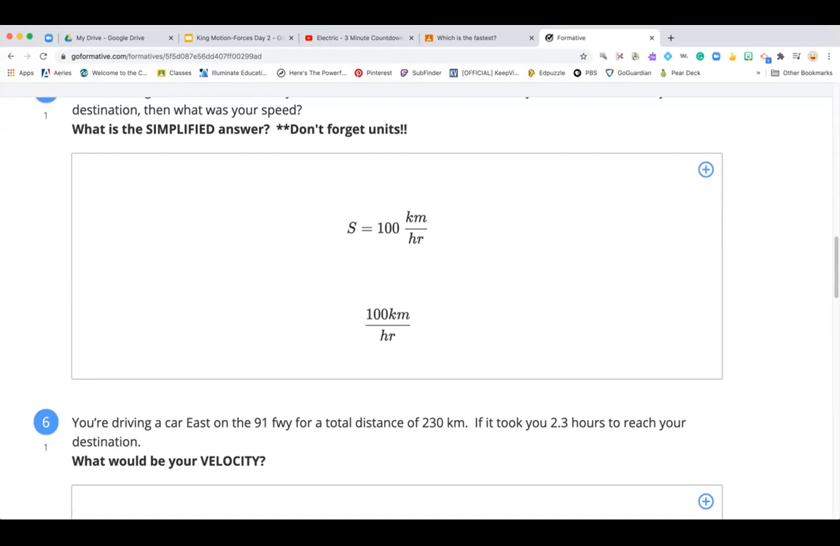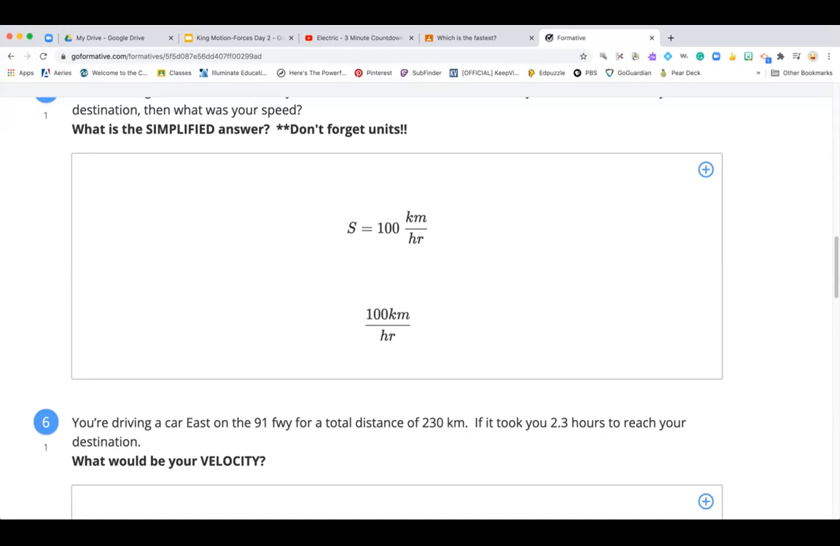Great job, you guys. All right, now I'm looking at, oh, hold on. Eliza, you want to put them together. So put the number and the units together, and it's going to be 100 kilometers per hour.